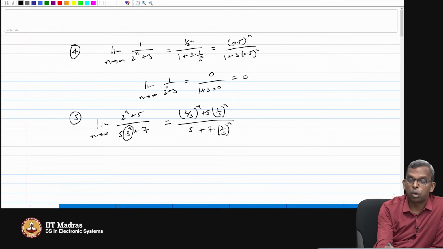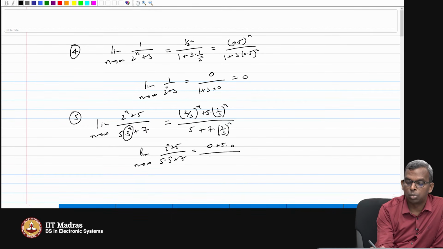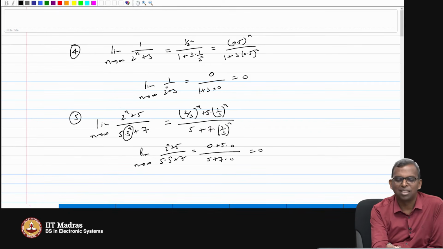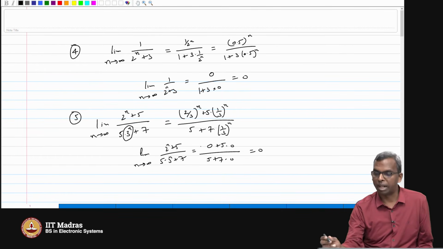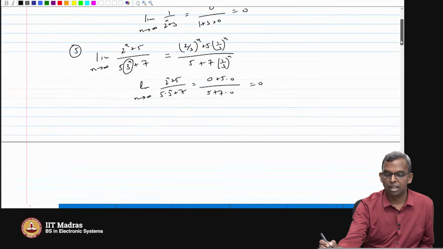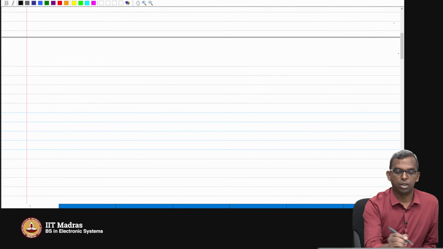So you divide numerator and denominator by 3 power n. When you do that, you will get this, and once you get this, the limit is fine. So the limit as n tending to infinity of 2 power n plus 5 by 5 into 3 power n plus 7 is 0 plus 5 by 5 plus 7 into 0, whatever, and that becomes 0. So as you could have guessed, 2 power n is not going that fast. 3 power n is going much, much faster. It just pulls this limit down to 0. But this is a neat way in which you can divide by the largest guy, and then everything goes under control, and then you can do it.